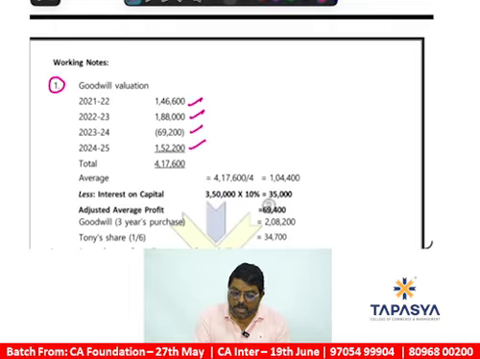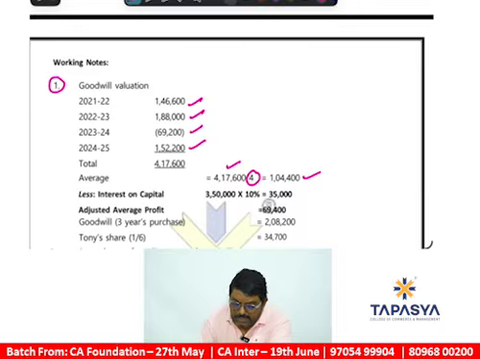Profits are given for the past 4 years. Of course, for the past 4 years, in 1 year there is a loss. For 3 years profits, add year 1, year 2 and year 4 profit. Year 3 loss you deduct. And by the way, 4,17,600 is the total amount. Divided by 4 years, the average profit will come. But this average profit is known before charging interest on capital. But goodwill is to be calculated after charging interest on capital.